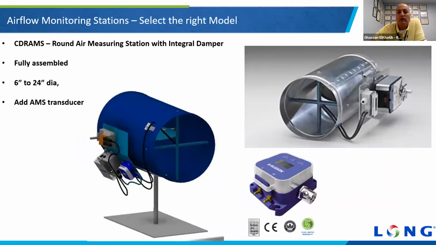We can take a round duct and basically put a control damper on it. What we call it is a CD RAM. This comes in from the factory with a damper, with an actuator, and you can put an air measuring station transducer on it. And then basically you've got an airflow IQ. It's round versus square, so keep that in mind. If you have an application for a round duct, you don't have to use the airflow rectangular. You can go to the airflow round using the CD RAM and adding the AMS transducer to it.